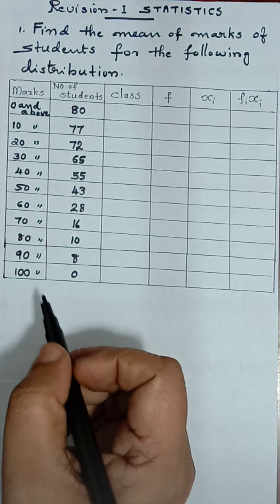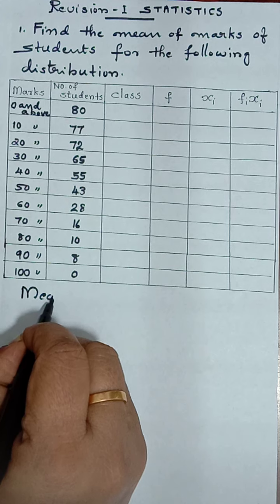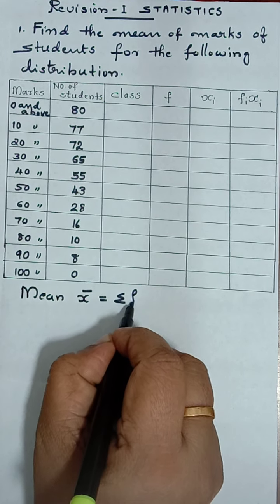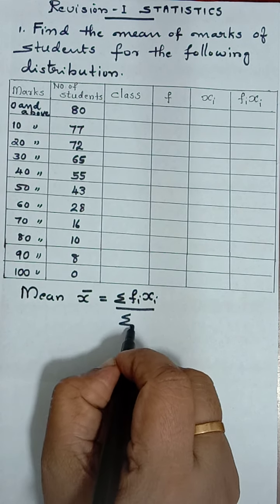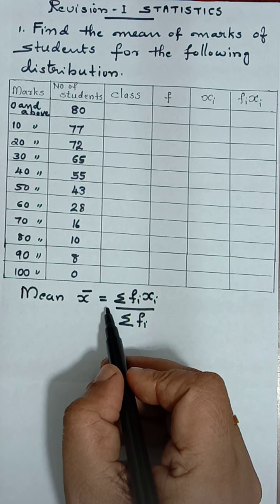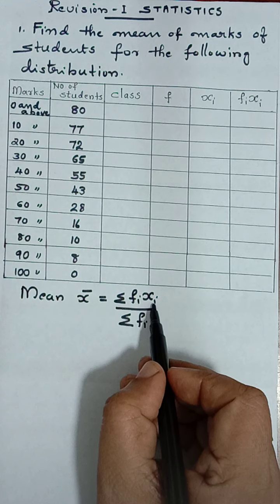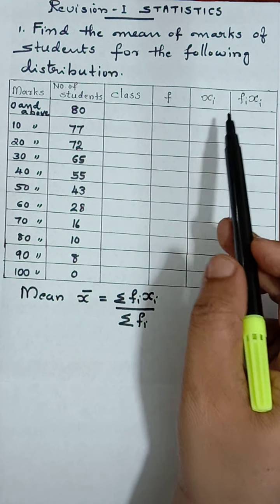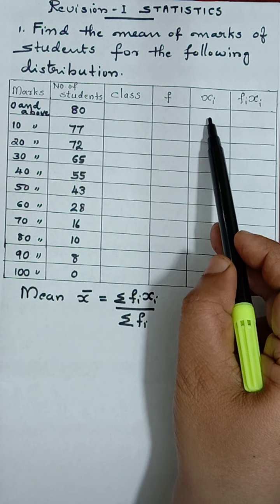Formula for mean. First let us use the direct method itself. Mean formula: x bar is equal to sigma fi xi divided by sigma fi. That means x bar, the mean, is equal to the sum of the product of frequency and xi. Xi is the mid value of the class. So we need to find the class mid value.